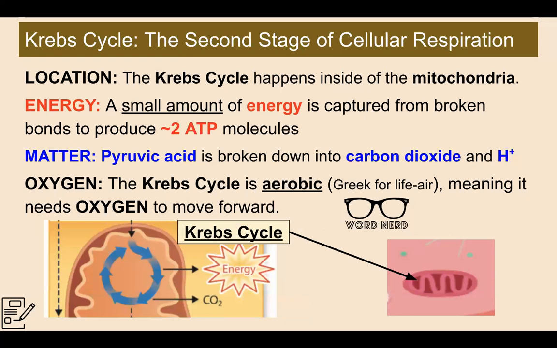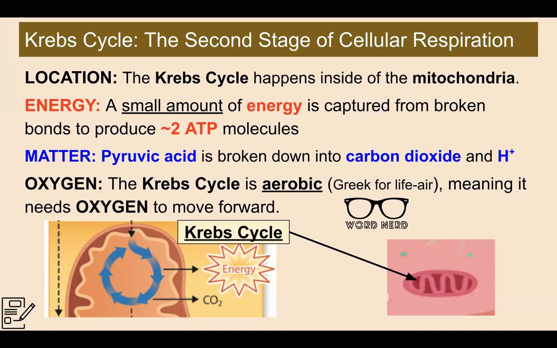The second stage of cellular respiration is the Krebs cycle. The Krebs cycle happens inside of the mitochondria. So glycolysis happened outside, the Krebs cycle happens inside of the mitochondria. And in the Krebs cycle, a small amount of energy is captured from broken bonds to produce about 2 ATP molecules. So the Krebs cycle happens and we get about 2 ATP molecules out of it. And that's a net gain.